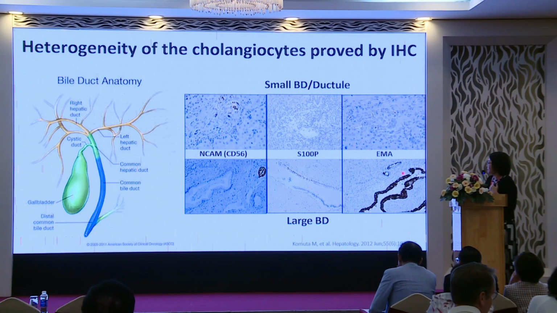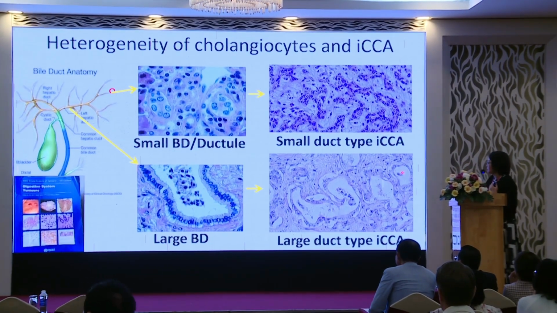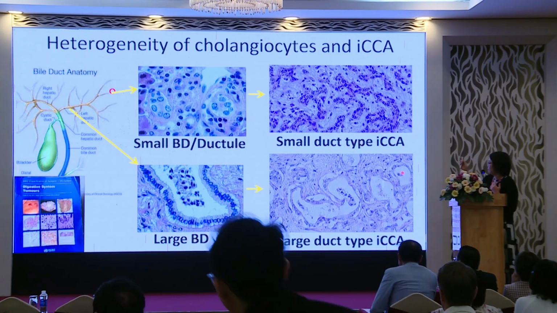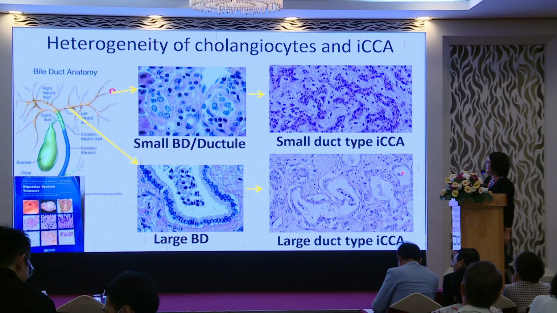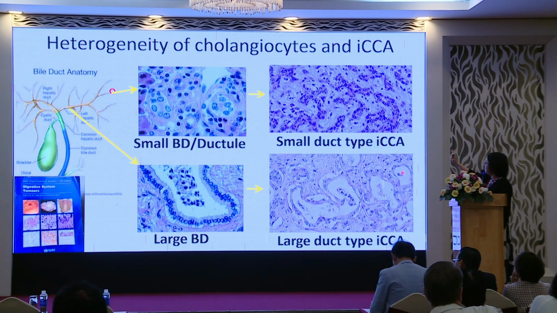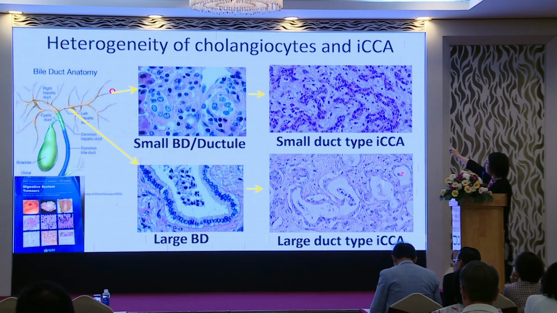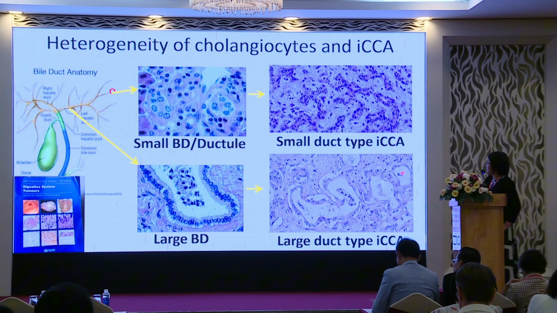So, if the cholangiocyte phenotype is so different, it's quite understandable that the cancer phenotype is also different. So when small bile duct presents cancer, the cancer presents mucin negative and irregularly structured ductular proliferation, as you can see here. And when large bile duct presents cancer, the tumor can be mucin producing with clear glandular structure, as you can see here.